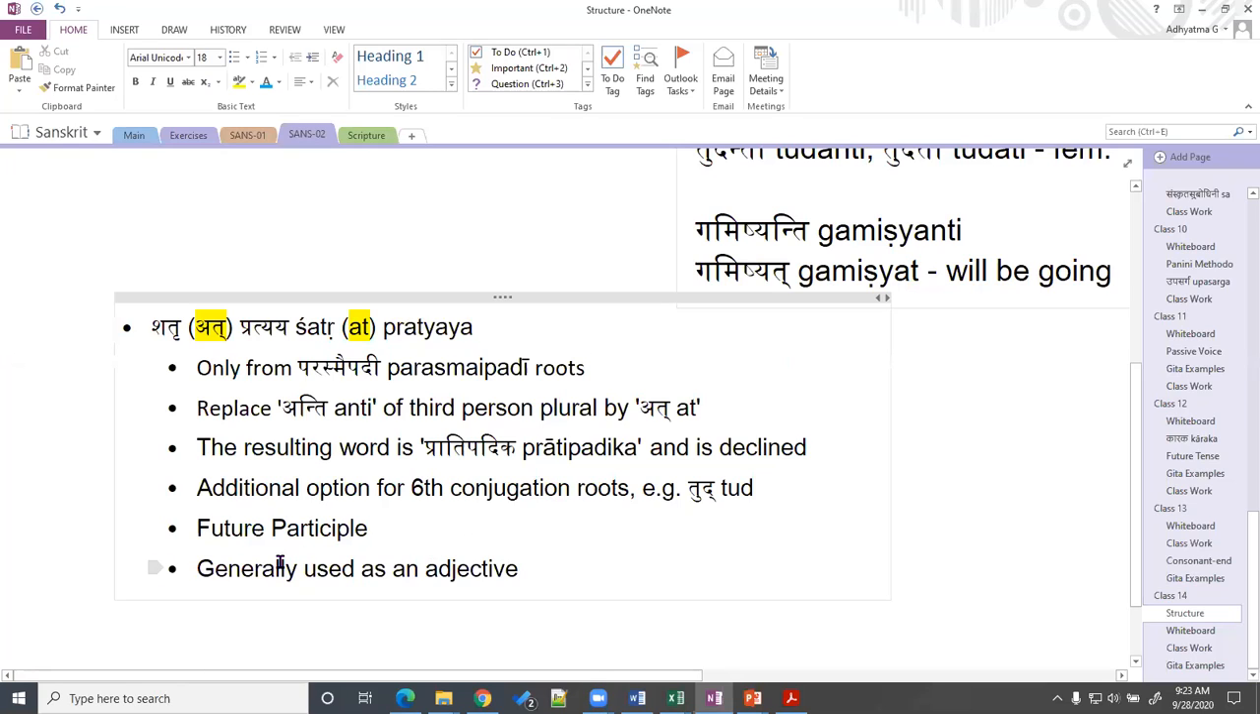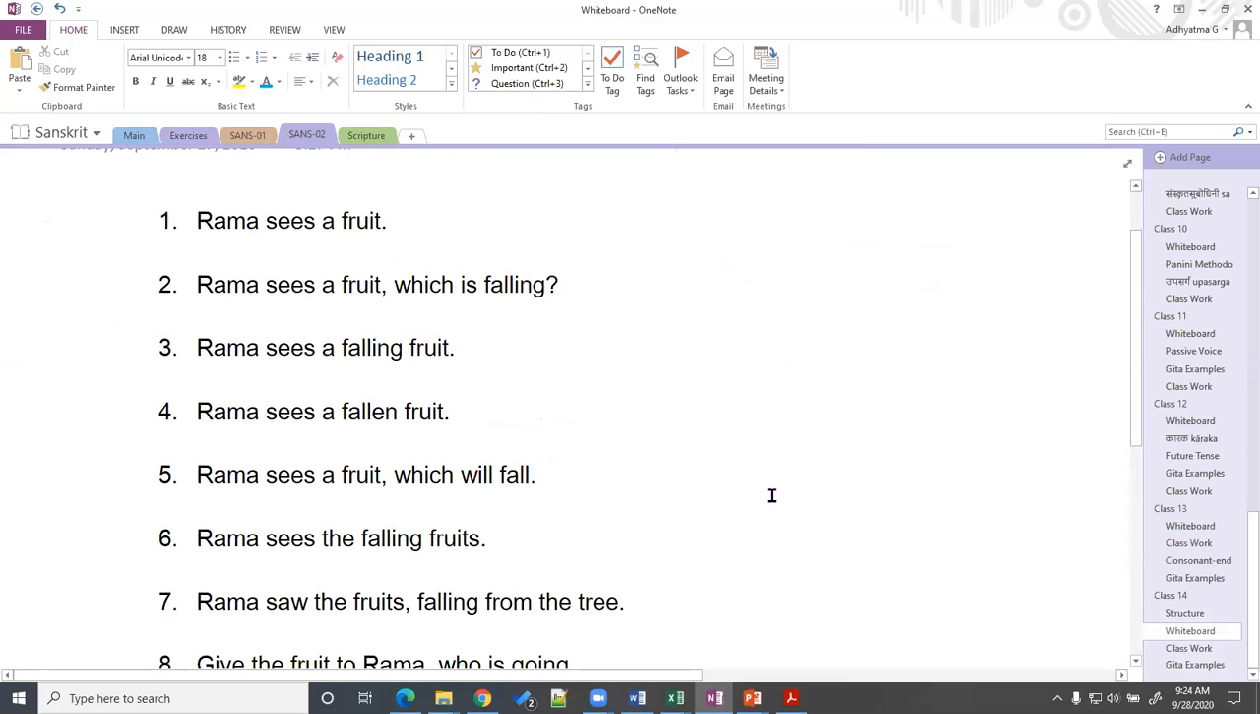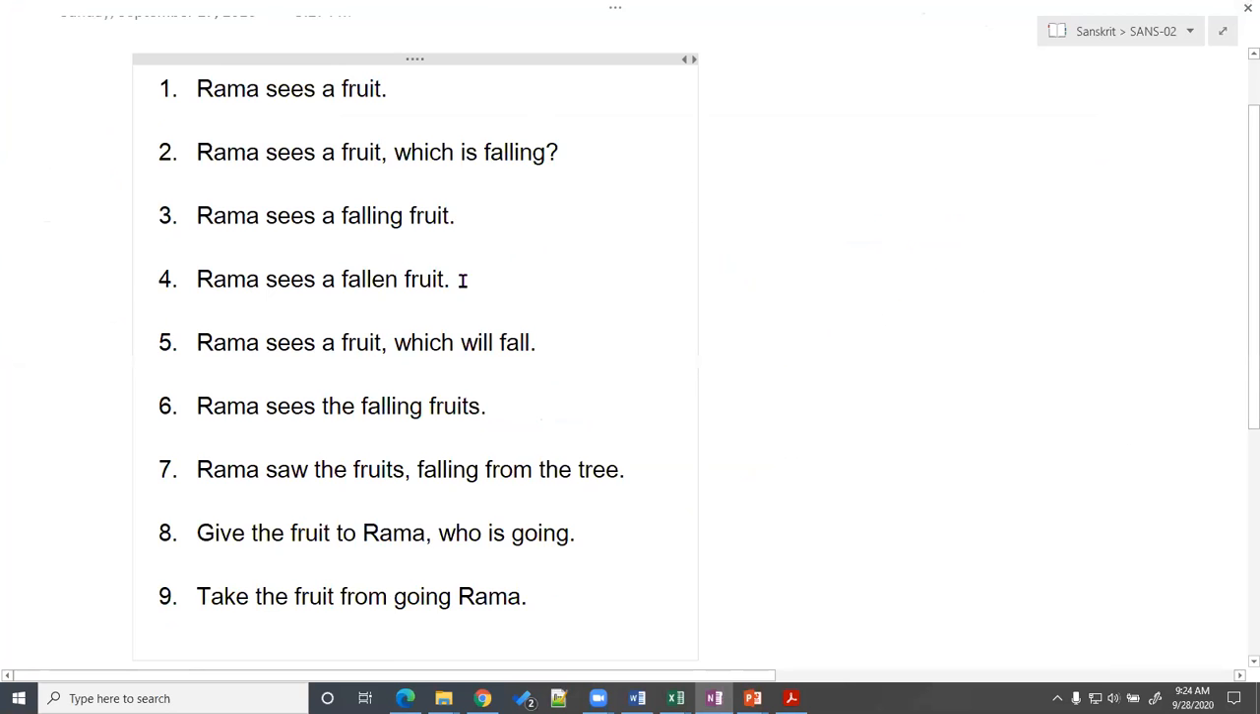And as I said, these participles are generally used as an adjective. So we'll see some of the usages. How are they used? Look at these sentences. I'll just let you read these 9 sentences for a minute, and you see what difference you find in the different sentences.